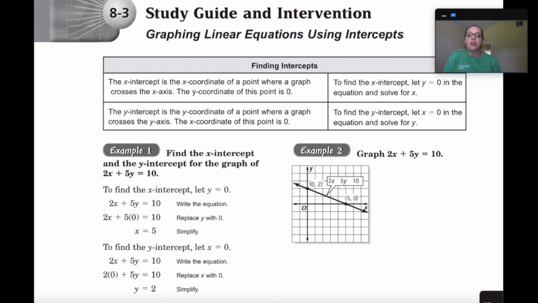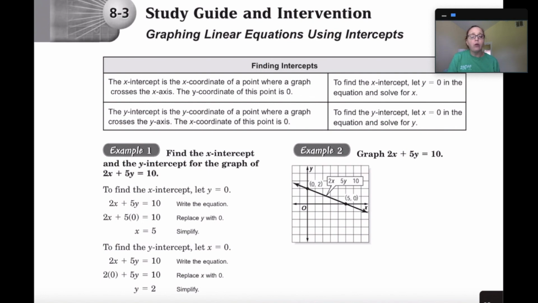In today's lesson, we're going to learn how to graph a linear equation using intercepts. So first, we need to know how to find the intercept, and we need to know what is an intercept. The x-intercept is the point where the line crosses the x-axis. The y-intercept is the point where the line would cross the y-axis. All right, so let's give an example of how to find the x and the y intercepts.